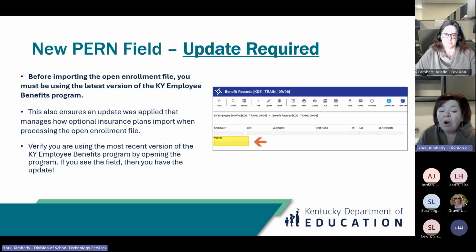Most districts that I've talked with are already seeing the PERNER field there. I feel like probably a big percentage of our districts already have this update. You can go today and look at a benefit record and see if you see that PERNER field there. If not, you want to make sure that you get that update.